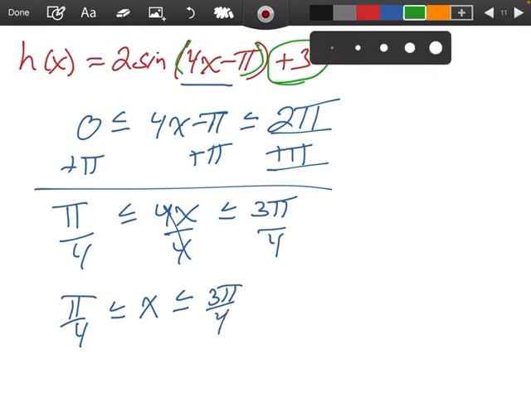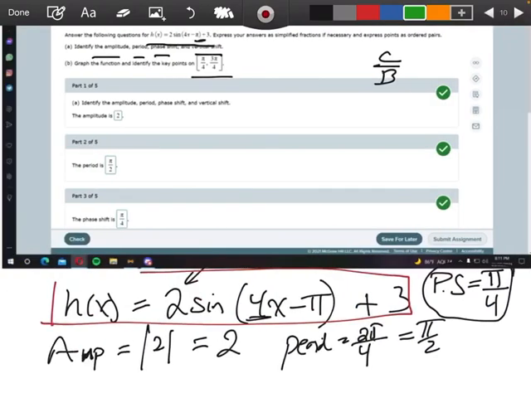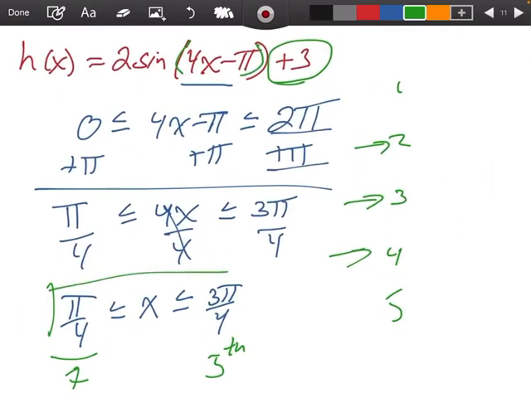So guys, remember, we were always finding 5 points, right? The first point, second point, third point, fourth point, and fifth point. And this is my first value for x, and this is my fifth value for x. So I'm still going to find these, and I'm going to do that in a second. I'm just going to come back real quick. Do you see where it said in part B, graph the function and identify the key points over this interval? That's that interval right there.